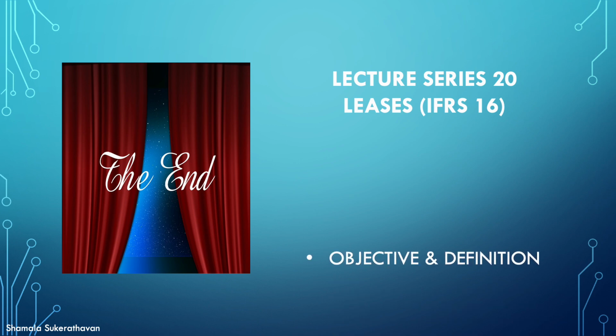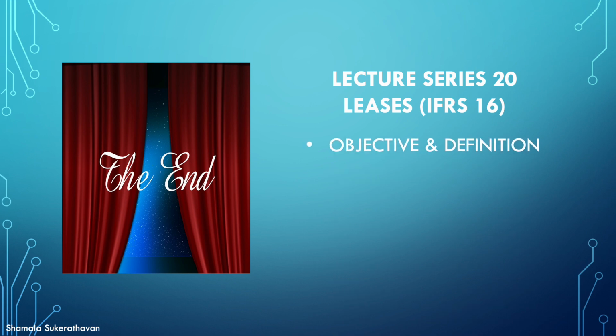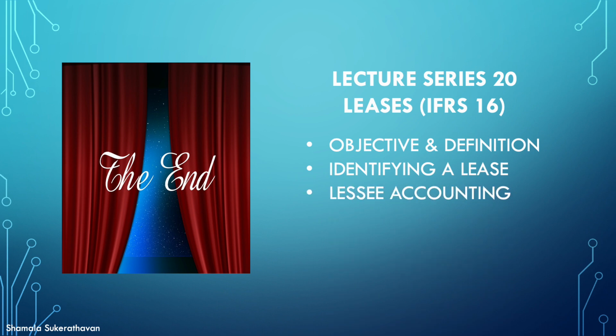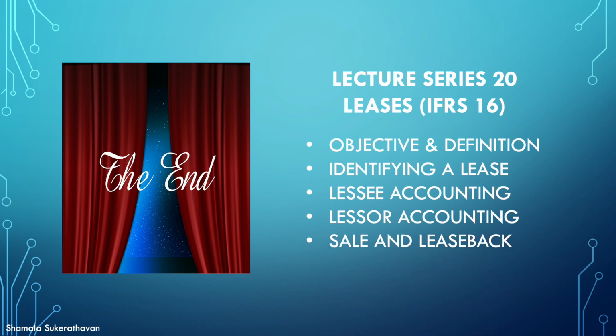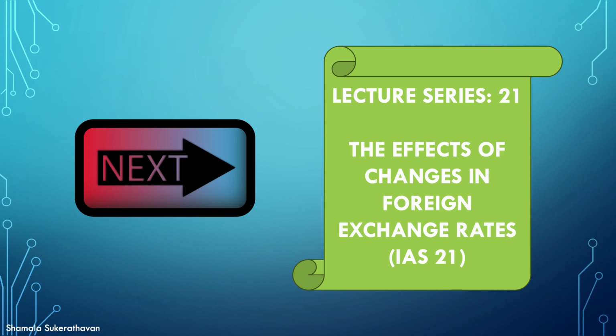We have come to the end of Lecture Series 20 on IFRS 16 Leases, covering the following areas. 1. The objective of IFRS 16 and the definition adopted. 2. Identifying a lease contract. 3. Lessee accounting, including disclosures, separating components, reassessing lease liability, as well as short-term leases and low-value assets. 4. Lessor accounting, including definition of finance and operating lease, as well as the respective initial and subsequent treatment. Finally, sale and leaseback.